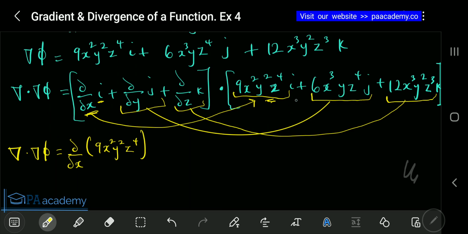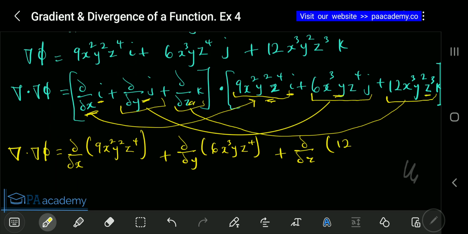Like I said, once they are multiplying each other, the i will no longer be there, for j plus partial differential of y multiply that. So this is multiplying this, so that will be 6x cubed y z raised to power 4, plus partial differential over partial differential of z. So that means this is multiplying this: 12x cubed y squared z cubed.